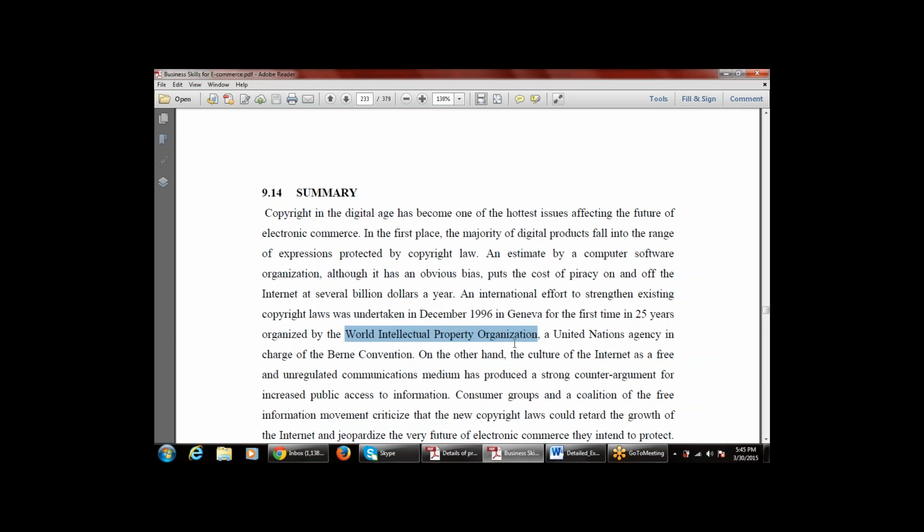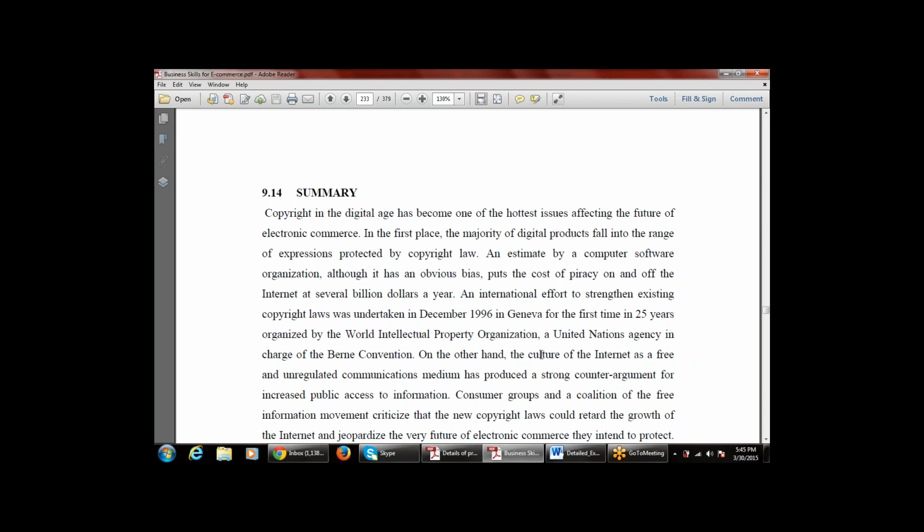So, in order to increase the digital copyright, a new copyright law became applicable in December 1996, available in Geneva for the first time in 25 years, organized by the Intellectual Property Organization, that is a United Nations agency, a United Nations organization in charge of the Bern Convention.